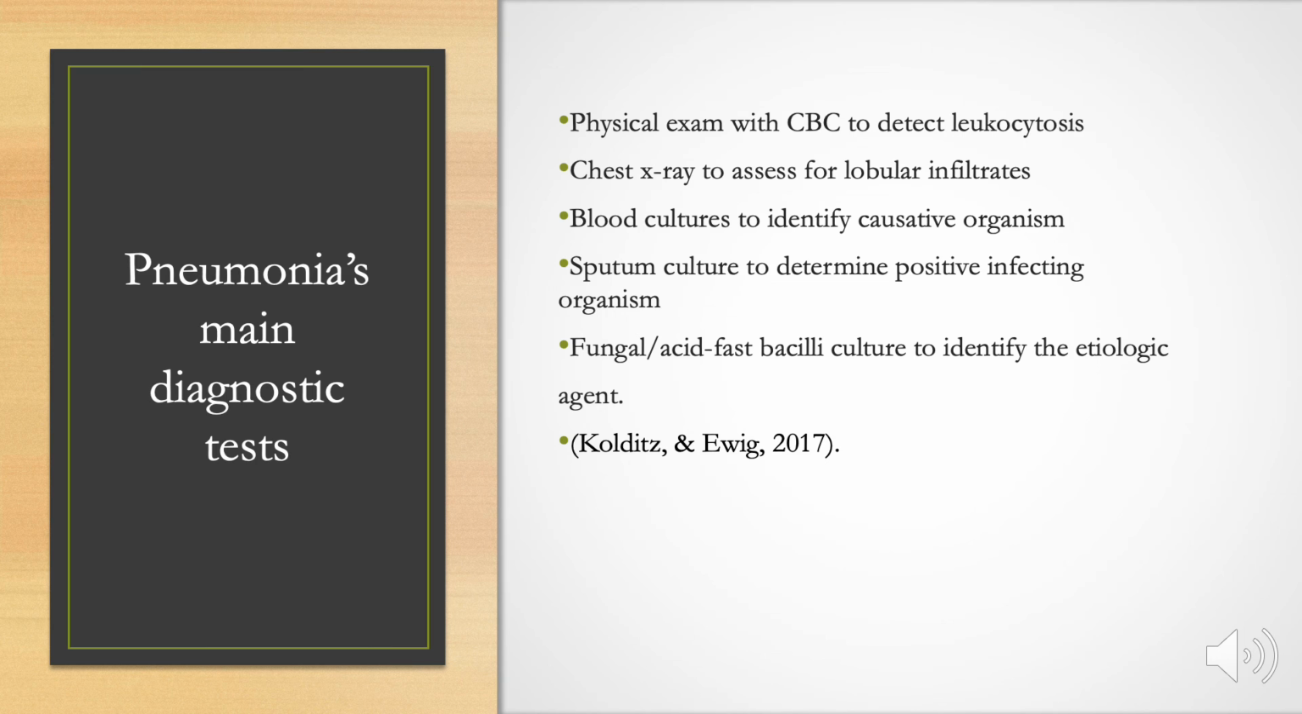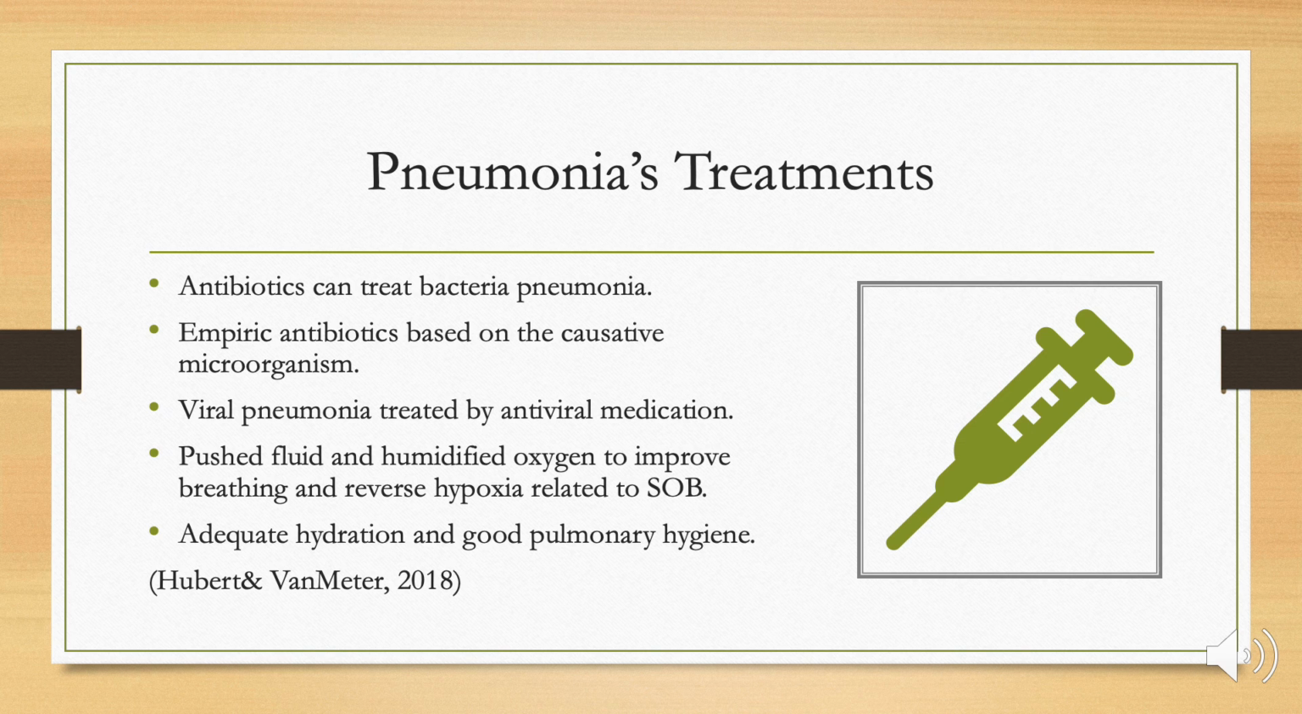The main differential diagnosis is pneumonia. The diagnostic tests for pneumonia are physical exam with CBC to detect leukocytosis, chest x-ray to assess for lobar infiltrates, blood cultures to identify the causative organism, sputum culture to determine the infecting agent, and fungal and acid-fast bacilli cultures to identify the etiologic agent. Treatment for pneumonia, which is the main differential diagnosis.